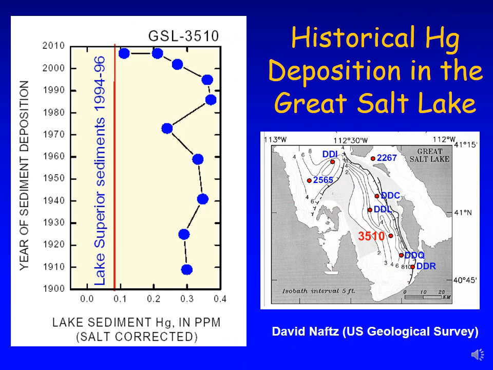If we look at cores that were done in the Great Salt Lake, so we have about 100 years worth of data, and basically it shows that in the distant past, 100 years ago, we had mercury concentrations of about 0.3 parts per million, and it basically didn't change much from that until just recently, in the last 20 years. It has decreased down to about 0.1 parts per million. So it's actually been going down over that time period.